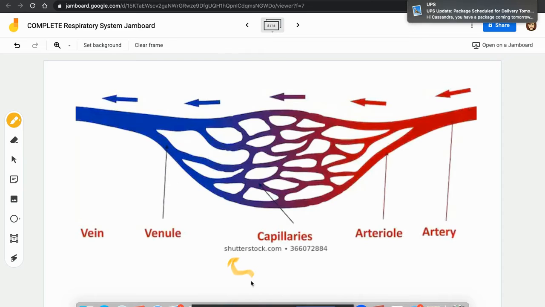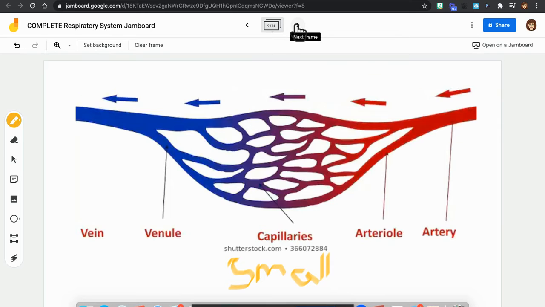Oh man, I'm not that good with writing with this. I'm just going to cheat and just write small instead of the smallest. They are the smallest blood vessels in your body. Sometimes you may have even had a broken capillary on your skin, just that little red pool of blood under your skin. Nothing harmful, usually goes away on its own, but that's what a capillary is.